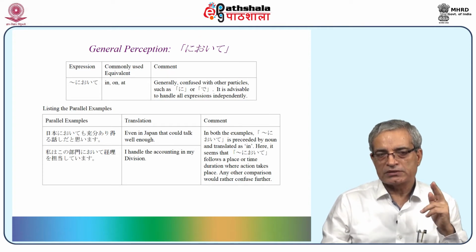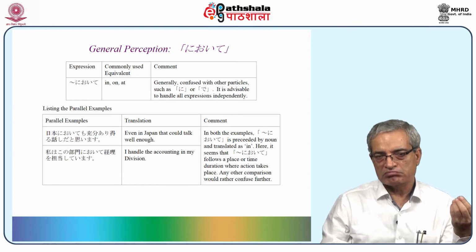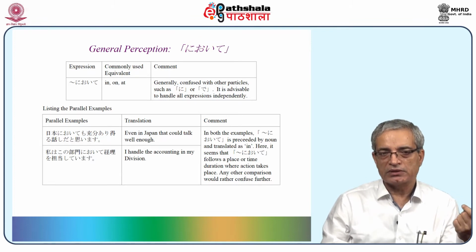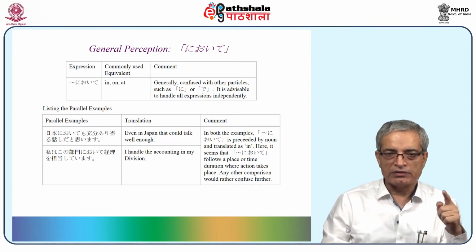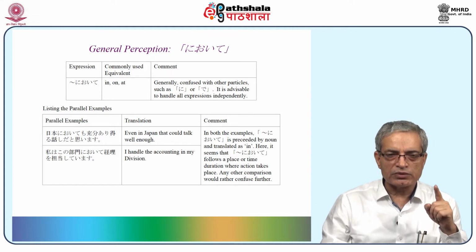Let's see these examples. Nihon nioite mo jubun arieru hanashi dato omoimasu. Hanashi dato omoimasu, it's a talk, or it's a thing which is talked about. Jubun arieru means which is quite possible even in Japan also. So even in Japan, it is quite possible. And then the second example, yes, can you read Varalika?